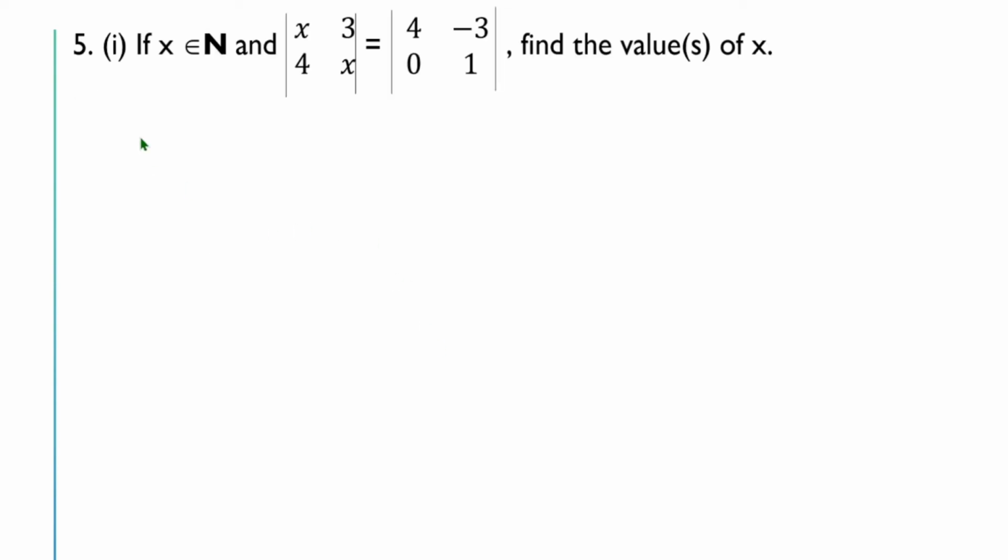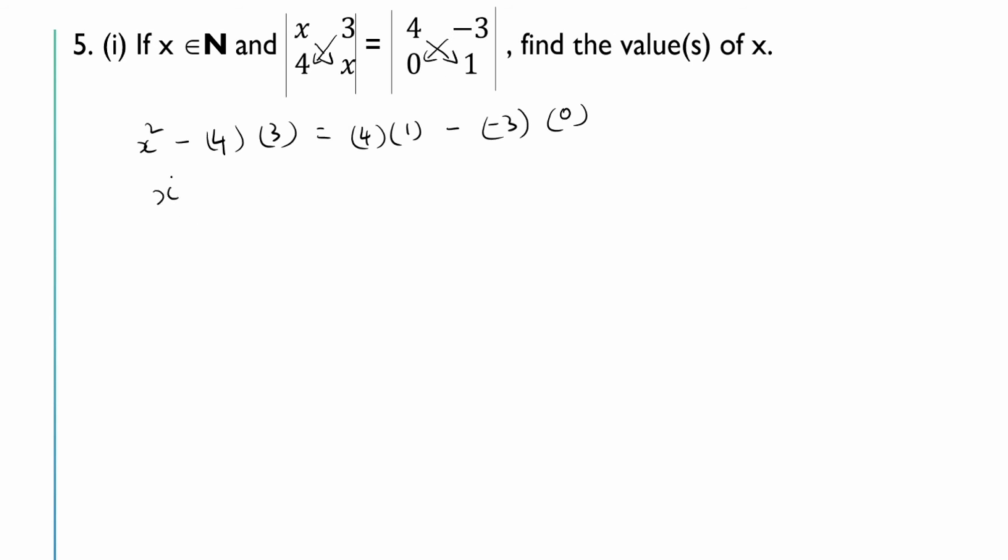The next question, if x belongs to N and this determinant x 3, 4 x is equal to the determinant 4 minus 3, 0 1, find the value or values of x. So it is given x is a natural number. So let us find the determinant. So we have x square minus 4 into 3 is equal to 4 into 1 minus 3 into 0.